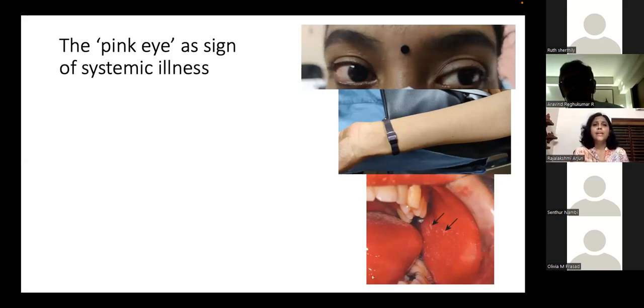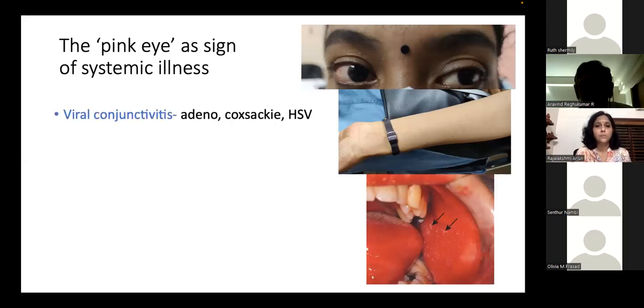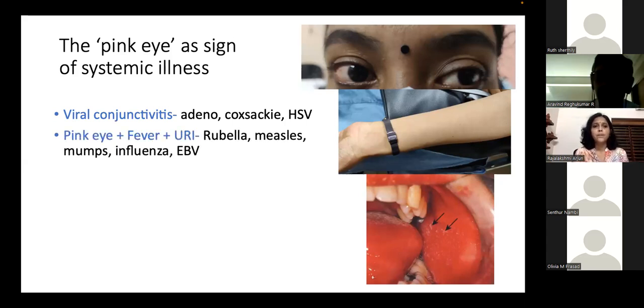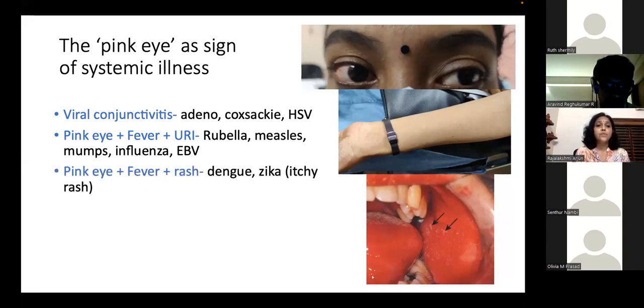So, pink eye as a sign of systemic illness. You may find a variety of illnesses and it is difficult to remember, but I'll just highlight a few because these are important and common as well. Viral conjunctivitis usually occurs as an outbreak and common causes are adenovirus and HSV. Pink eye with fever and URI, think about rubella, measles, mumps, influenza, and EBV, and look at the oral cavity for ulcers. Pink eye, fever, and rash, you think of dengue, Zika.